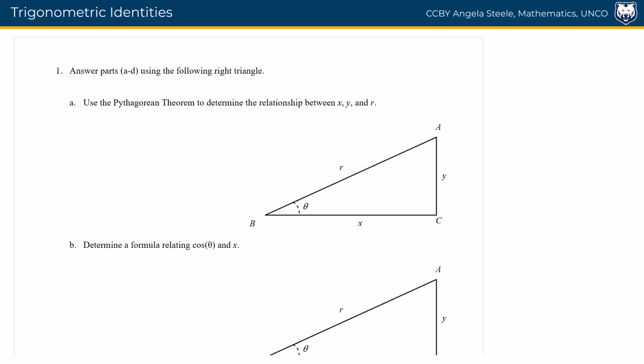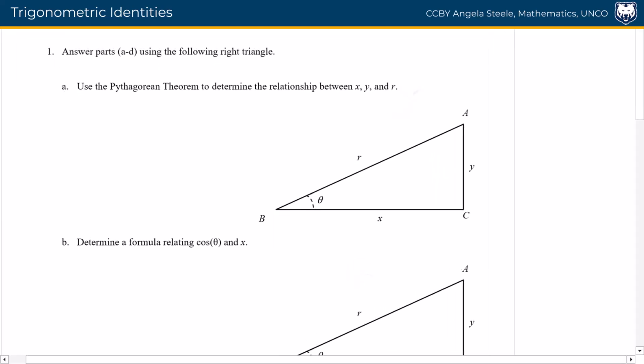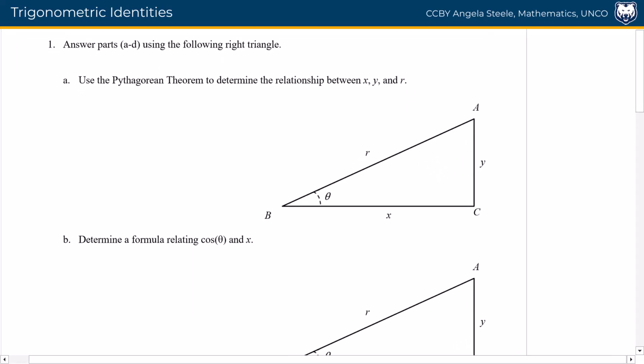I'm also going to give you a reference sheet of all the different identities, but I just wanted to at least introduce you to the identities. If you took a full-length semester trig course, you would spend several weeks on identities, but I just want to expose you here to that idea. So to start with, we've got this triangle, and we're going to use the Pythagorean theorem to determine the relationship between x, y, and r.